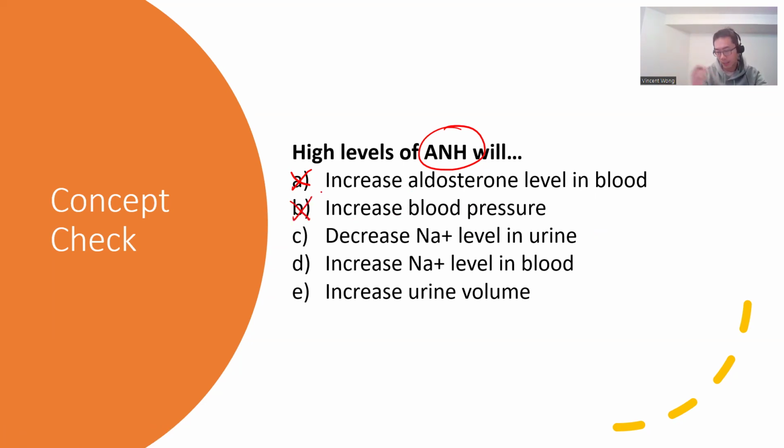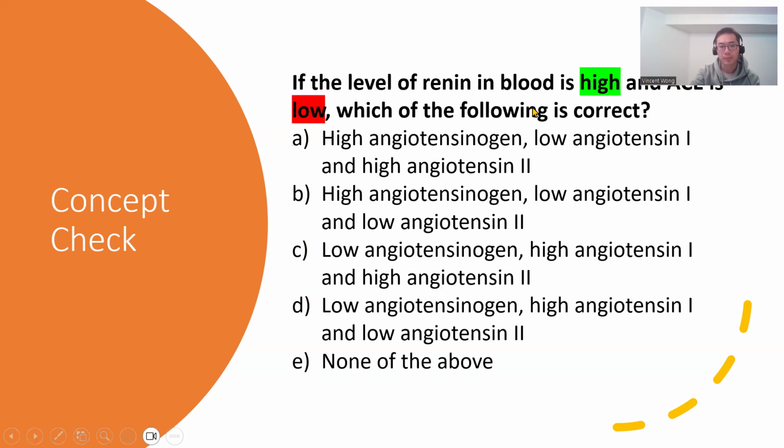No. Increasing blood pressure is what triggers the ANH to be released. Decrease Na plus level in the urine. That is also not true because you want to pee it out. You pee the sodium out, sodium will draw the water with it. Increase Na plus level in the blood? Now you want to take the Na plus and put it in the urine. Increase urine volume. That's the right answer. Okay. So that's why I said this is a difficult quiz. And that's why I'm giving you 2 chances to do it, right? Okay, next question. This is really hard.